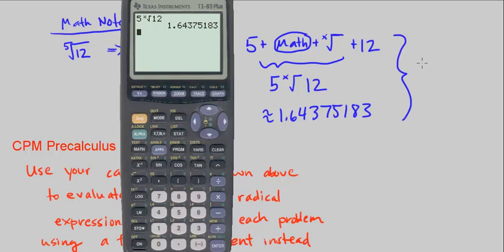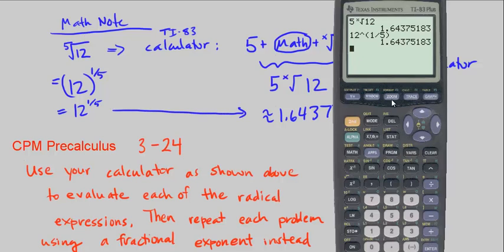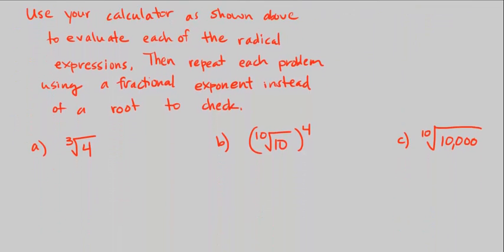These are the steps in our calculator. We already know that the fifth root of 12 can be rewritten as 12 to the power of 1/5. We can even just write it as 12 to the power of 1/5 without the parentheses. If we write that in our calculator, 12 exponent 1 divided by 5, we get the same thing. All right, so let's go on to parts A, B, and C.